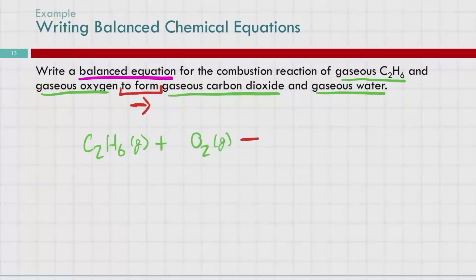Those words "to form" mean we write in our arrow, and then we've got carbon dioxide. We've got a prefix in there, the di prefix. So this is a molecular compound. Carbon and oxygen are also nonmetals. We don't have a prefix in front of our carbon, so it's just one carbon. We've got a prefix of di in front of our oxygen, so that means we've got 2 oxygens.